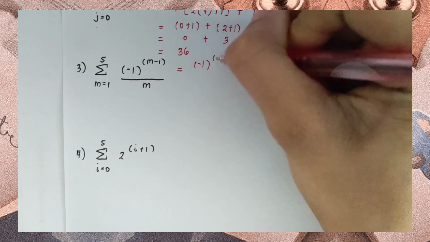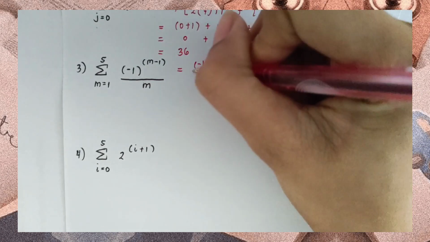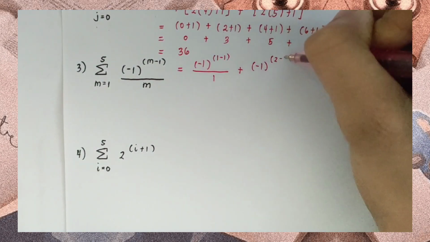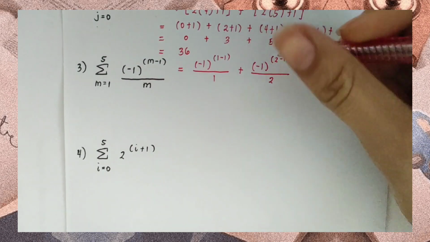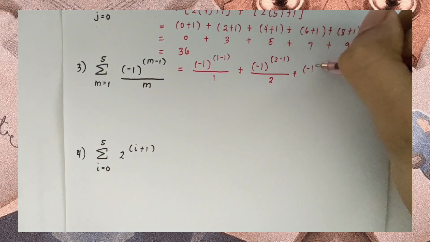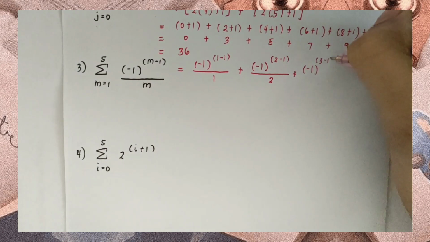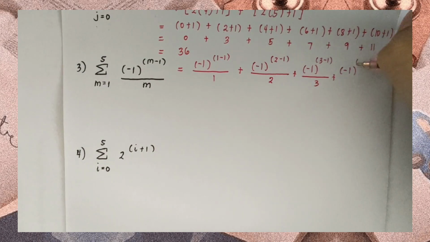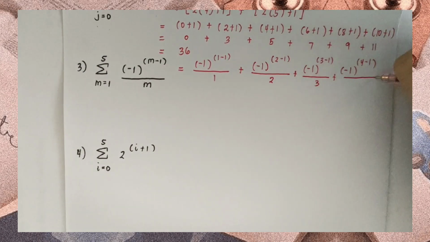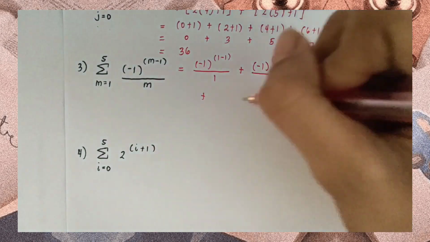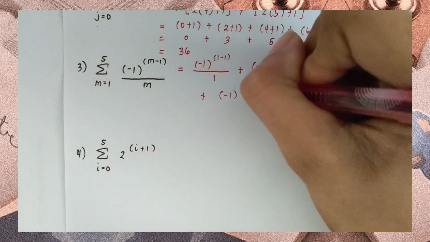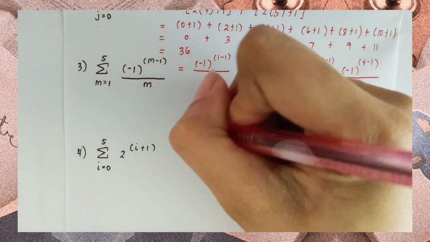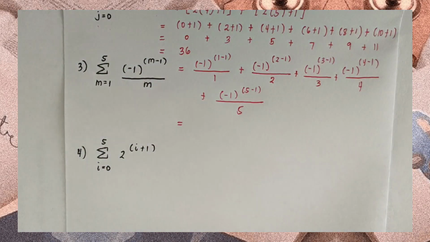Negative 1 raised to, start at 1 minus 1 over 1 plus negative 1 raised to 2 minus 1 over 2 plus negative 1 raised to 3 minus 1 over 3 plus negative 1 raised to 4 minus 1 over 4 plus negative 1 raised to 5 minus 1 over 5. Okay, next, let us simplify.